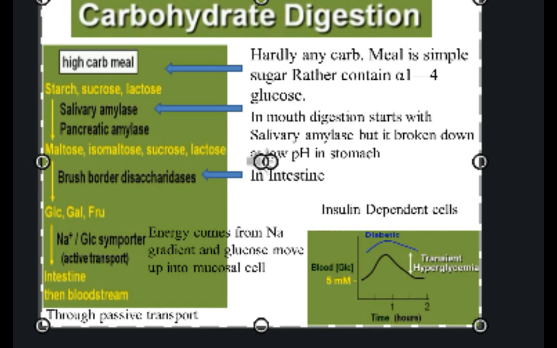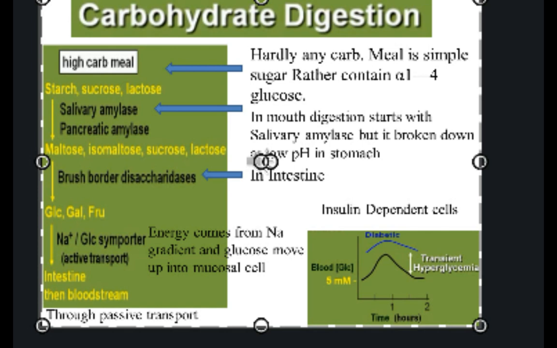Instead, we can digest starch, which contains alpha 1,4 linkage. So when this food reaches the intestine, it is broken down into disaccharides through pancreatic amylase, and the brush border secretes some disaccharidases, which further break down these disaccharides into monosaccharides, meaning glucose, galactose, and fructose.